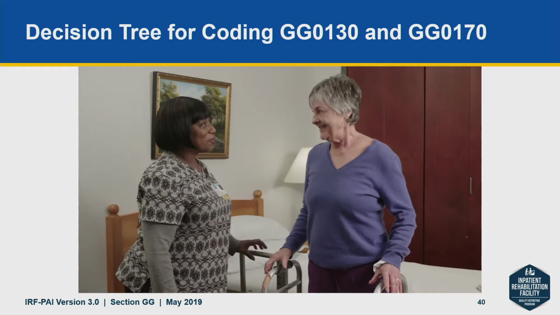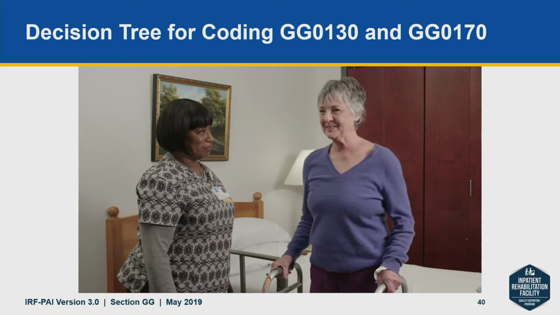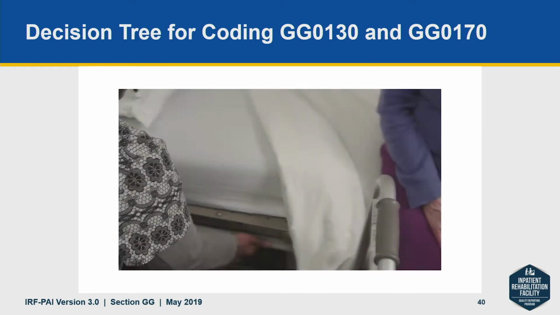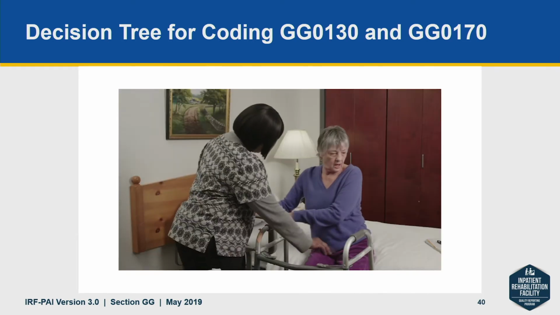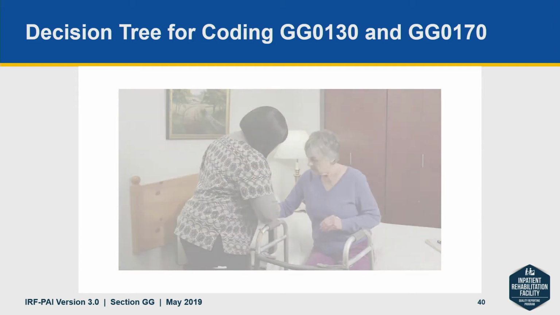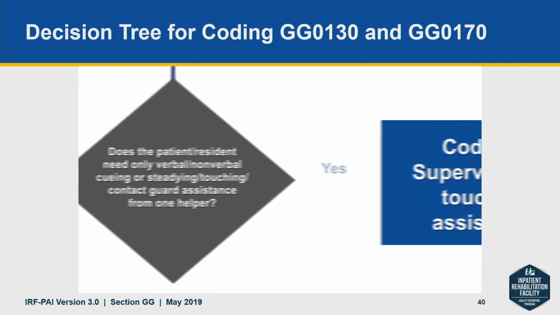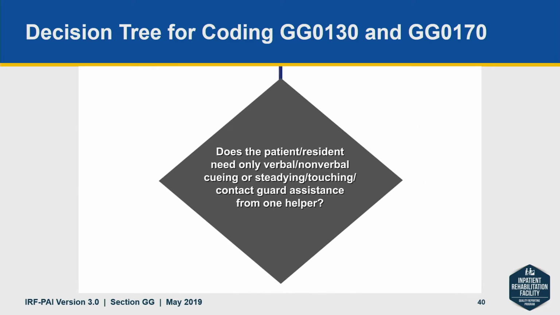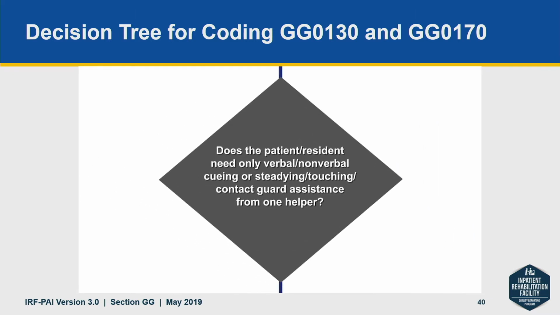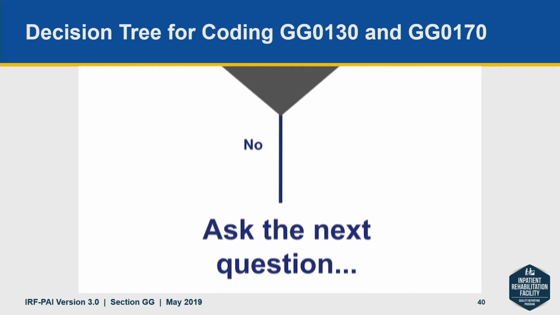Once standing, Mrs. Jones holds onto the walker to steady herself. In this scenario, Mrs. Jones needs verbal and nonverbal cueing from one helper, so you would use code 04, supervision or touching assistance. If, however, the answer to this question is no, the patient or resident requires more than supervision or touching assistance to complete the activity, proceed to the next question.